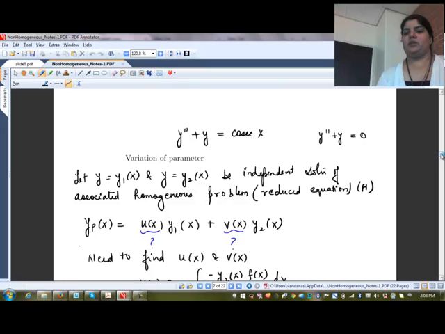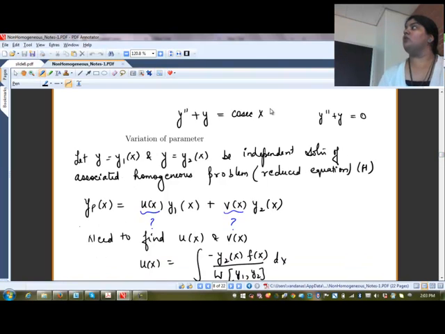Variation of parameters is also a method through which we can solve a non-homogeneous differential equation. We can compute a particular solution of the non-homogeneous differential equation. Once we have the particular solution, we will add it to the general solution of the homogeneous to get the general solution of the non-homogeneous problem. Okay, so if these y1 and y2 are members of a fundamental set, then we are looking for a particular solution, and we will make use of the members of a fundamental set to find that. Now y1 and y2 will be satisfying the associated homogeneous problem.